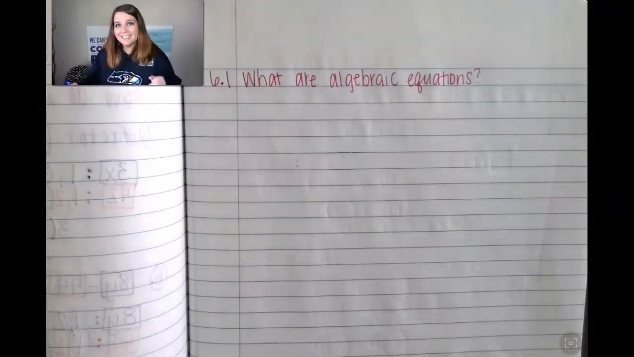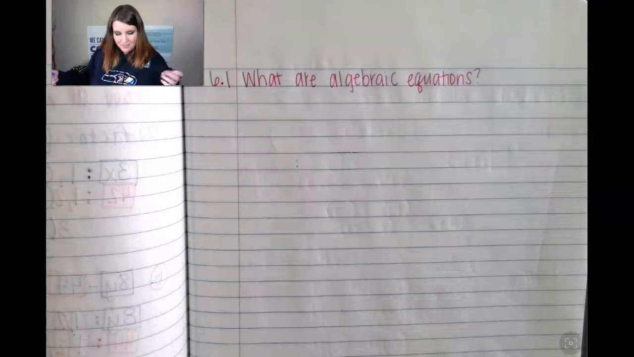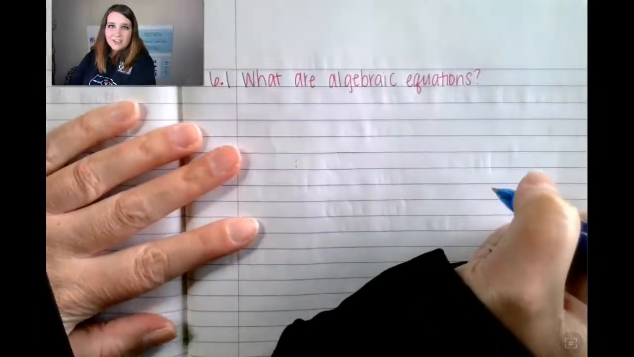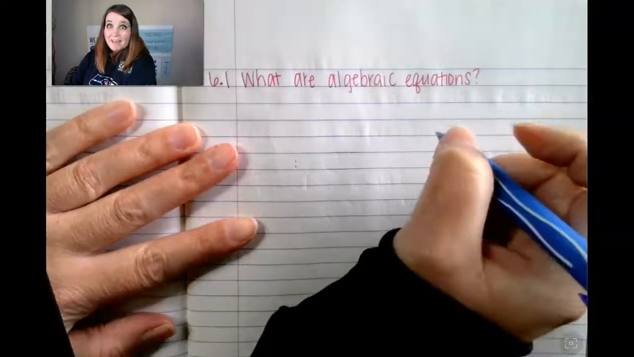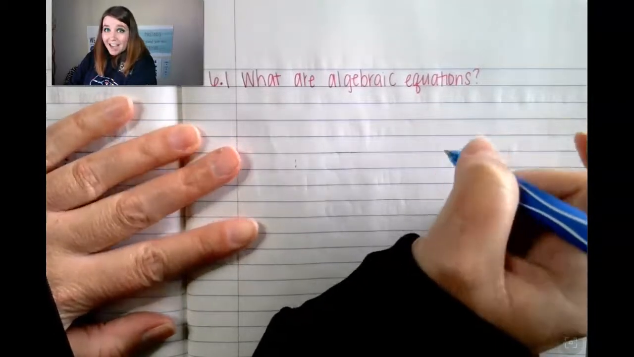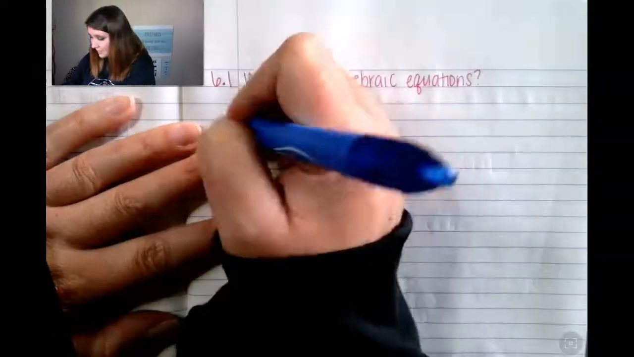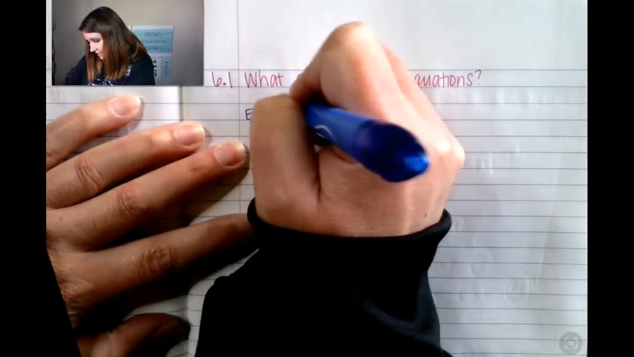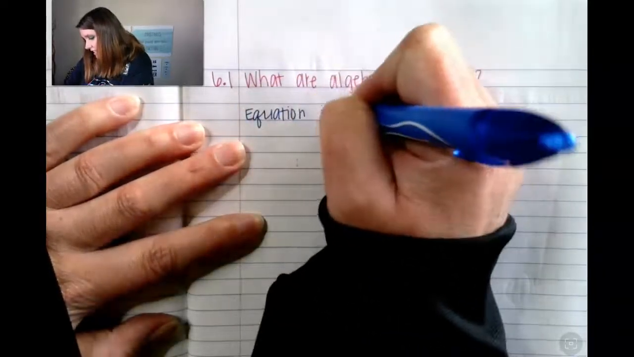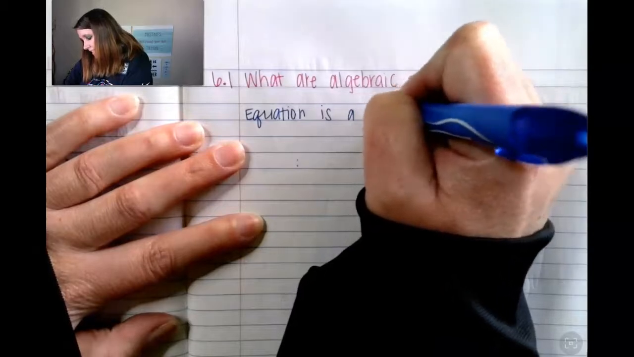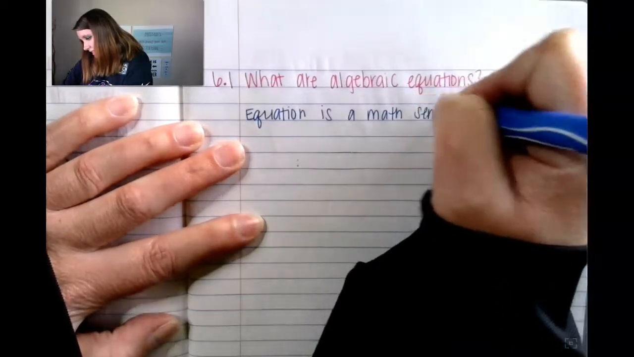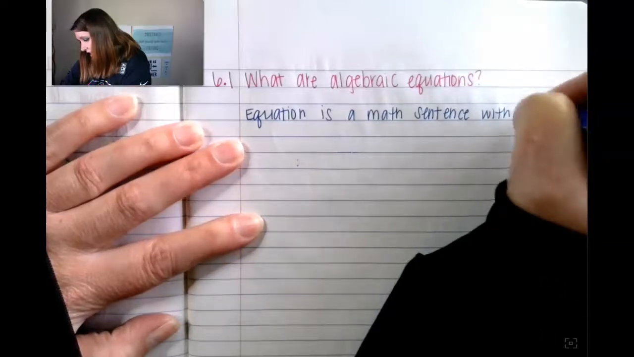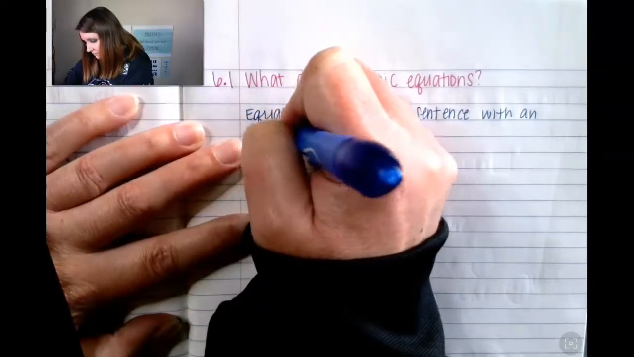I know, it's so exciting. I know, it makes it seem like it's so big and it's scary, but it's not. Okay, so an algebraic equation is just a math sentence that happens to have an equal sign. So an equation is a math sentence with an equal sign.